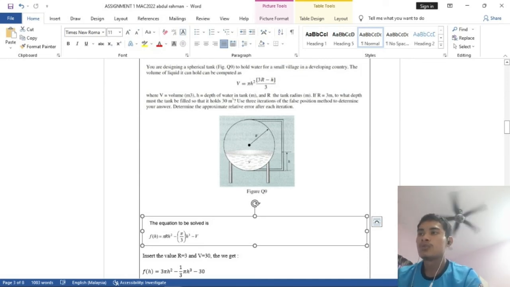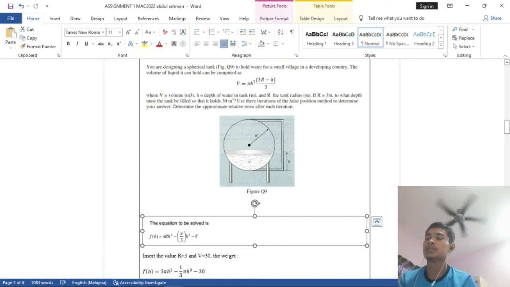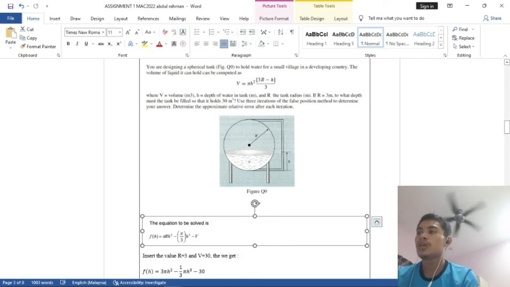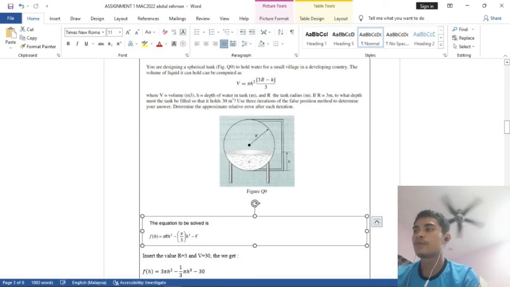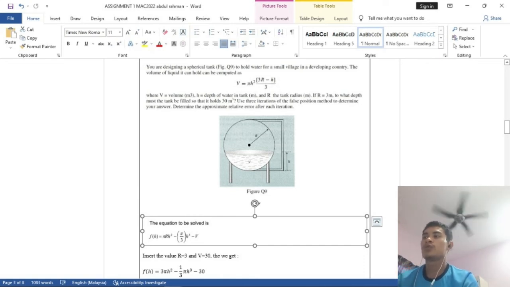So if r equals 3 meters, what depth must the tank be filled so that it holds 30 meter cubed? In this question, I use the false position method to determine the answer. The equation to be solved is pi r h squared minus pi h cubed over 3, minus volume. If we insert the value of r equal to 3 and V equal to 30, the equation will be 3 pi h squared minus 1 over 3 pi h cubed minus 30.